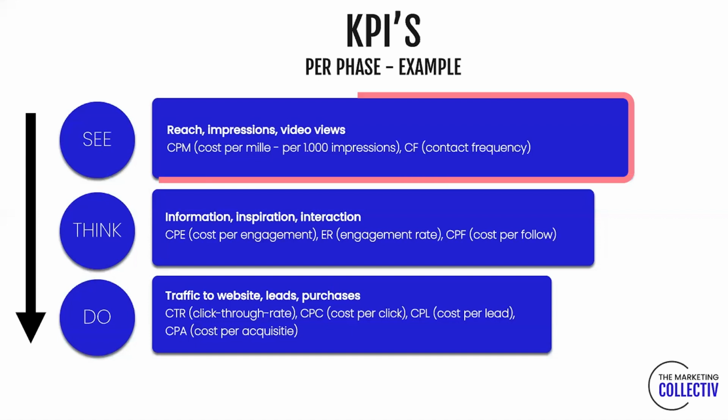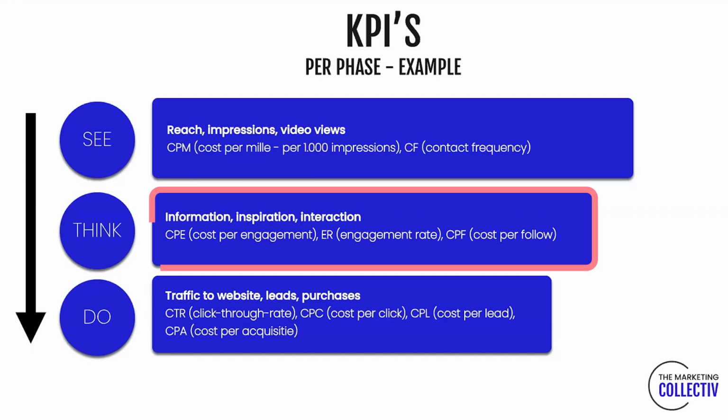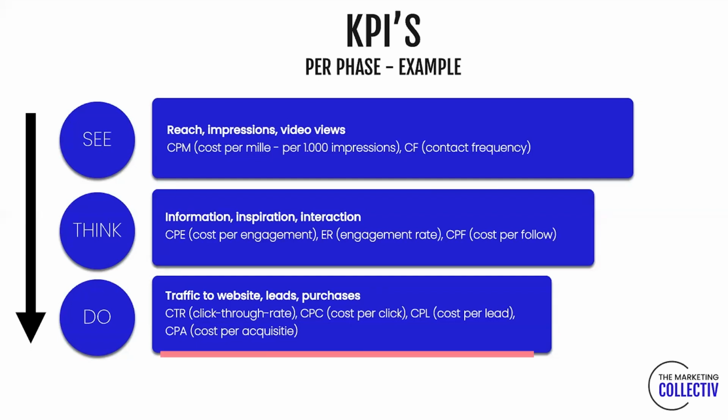So in the see phase, these are a few examples of some metrics you can use, like for instance, CPM, which is cost per 1,000 impressions, and contact frequency. For think, it could be engagement rate, cost per engagement, maybe cost per follow for your account. And for the do phase, where you really want the people to get into action, is maybe click-through rate to an app or a website, cost per click, cost per lead, or cost per acquisition.